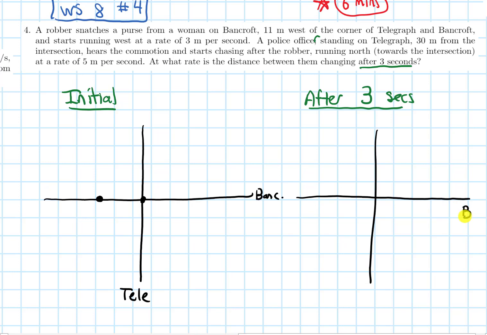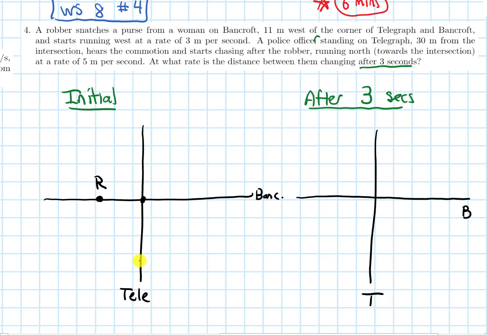I'm going to draw another picture with some axes here. This is Bancroft, B, and T for Telegraph. I'm going to call this spot R, where the robber is initially. So where is the police officer? The police officer is standing on Telegraph, 30 meters from the intersection. That might mean 30 meters above the intersection to the north, or 30 meters to the south. And they started chasing after the robber, running north towards the intersection.